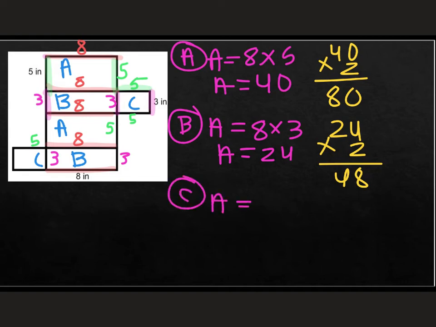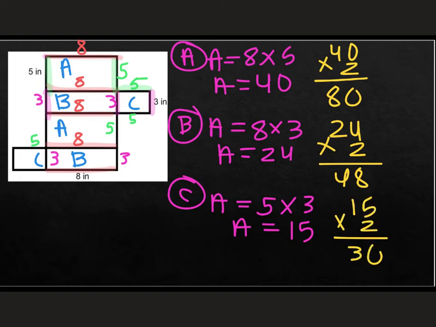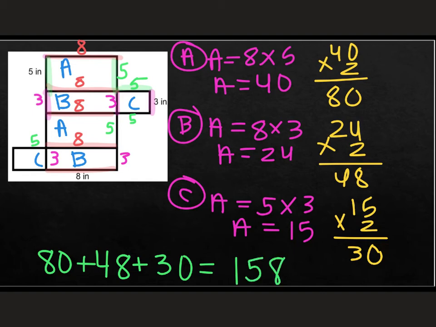Last but not least, shape C. Shape C was our 5 by 3s. 5 times 3 is 15. We need to multiply by 2 because I have 2 shape C's to get 30. Final step here, add all of your areas together. So 80 plus 48 plus 30. When I add all 3 of those together, you should get 158 inches squared. Total surface area.